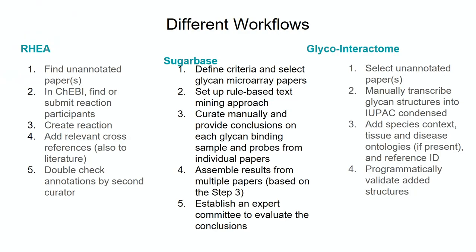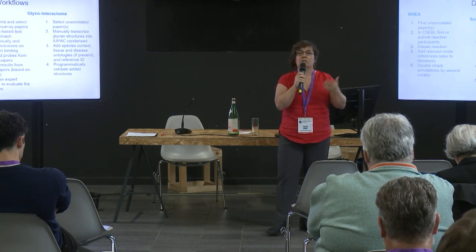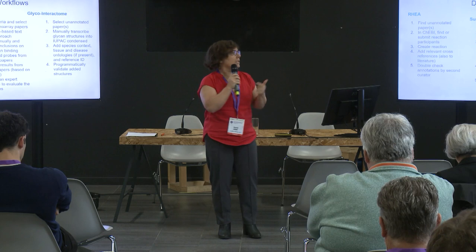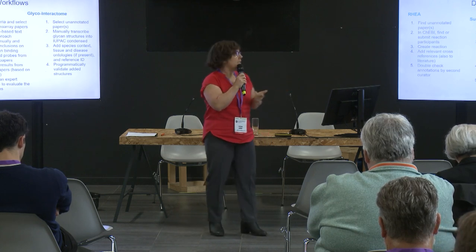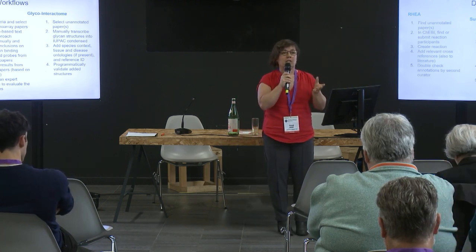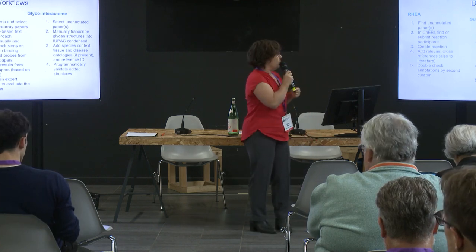And in the case of sugar-based, they do curation of the glycan sequence structures, and they start with, again, papers that haven't been annotated, and they manually have to transcribe the glycan structure into the IUPAC condensed format. They also add additional information like species and tissue. They use uberon and disease ontology for diseases, and then a reference ID. And then they check programmatically if the structure of the glycan is correct. And there's one curator doing that.